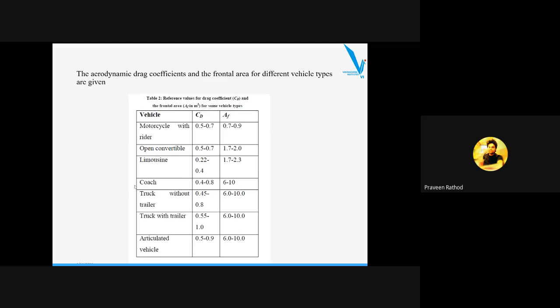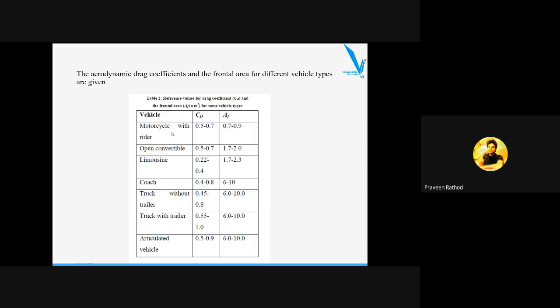You can see the aerodynamic drag coefficient and frontal area of different vehicle types I have shown over here. This column indicates the vehicle type, motorcycle with rider, and CD is the drag coefficient. AF is the frontal area, in square meters, and CD doesn't have any unit. So when the frontal area is between 0.7 to 0.9, the drag coefficient should be between 0.5 to 0.7 for a motorcycle with rider.